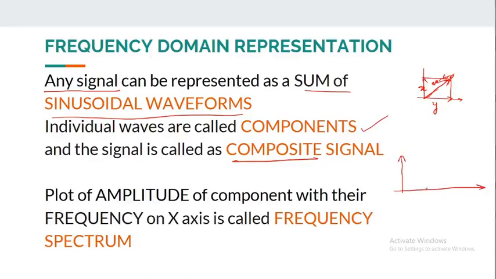Suppose we have a wave shape that has two components, one at f and one at 2f. Then this is the frequency domain representation. Such a representation indicates that the composite signal has two frequencies, f and 2f, two frequency sine waves. This is called frequency domain representation.